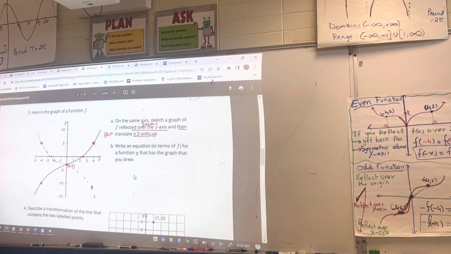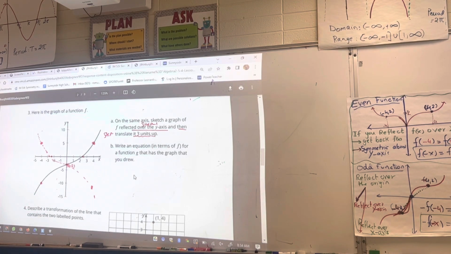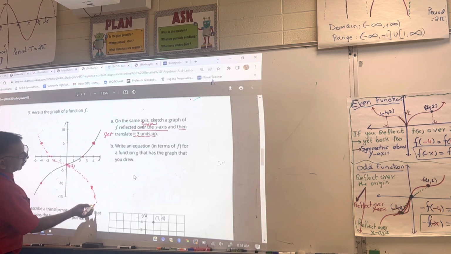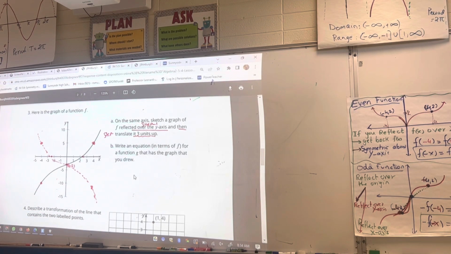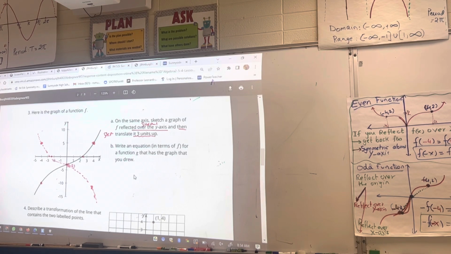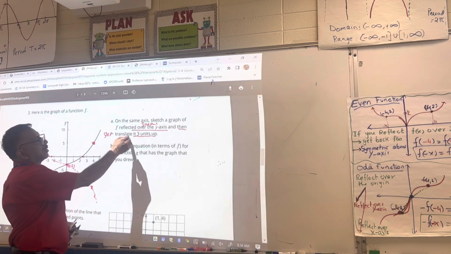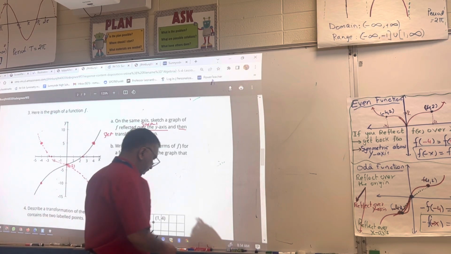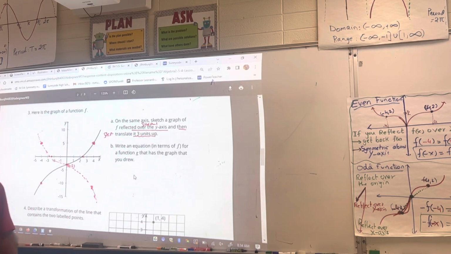Can you see what I said? So you first reflect over the y-axis. Now you may not get a perfect graph, but just for understanding this is. Step number 2 is translate. It's like shifting 3 units up. What that means is shifting 3 units up means I have to move this red graph.